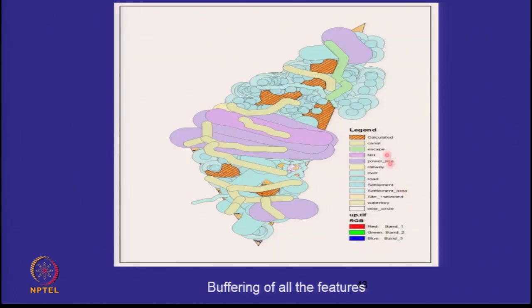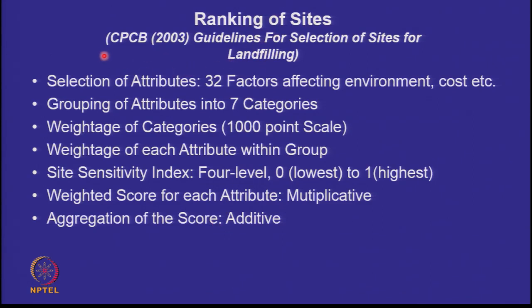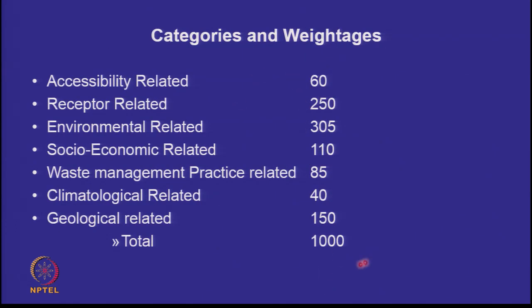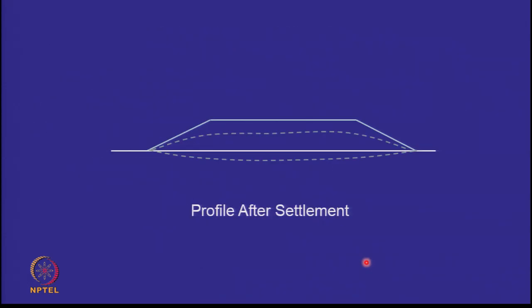And we looked at an example in which, by putting the buffer zones around roads, around water bodies, we could only find, for example, in this figure, these brown spots where landfills could be located, because everything else was excluded by the landfill location criteria. And then we looked at the methodology of CPCB 2003 for selection of sites and ranking of sites, and we looked at how many factors were involved, and then we looked at the weightages and how to arrive at site rankings.